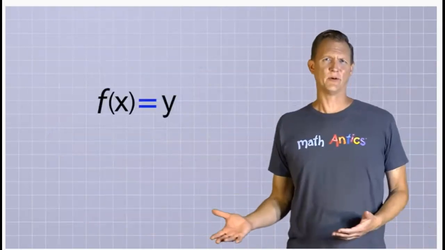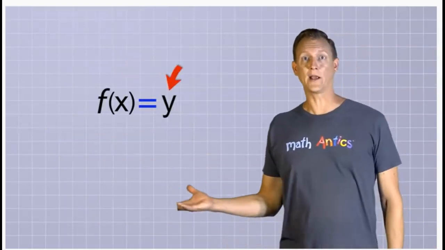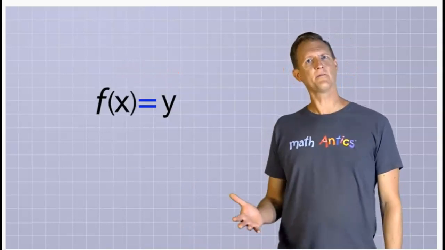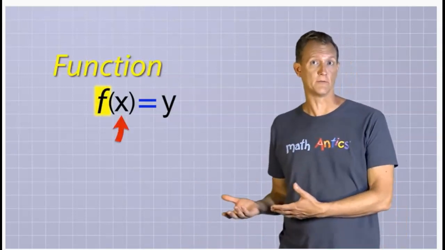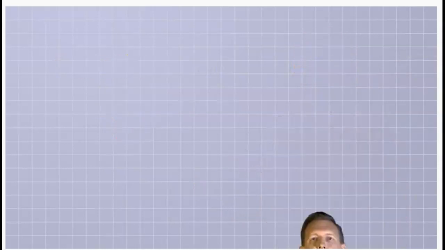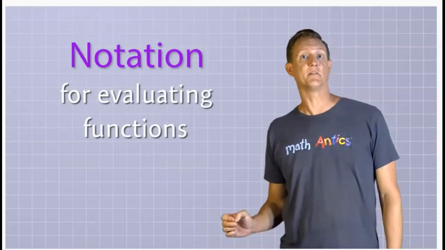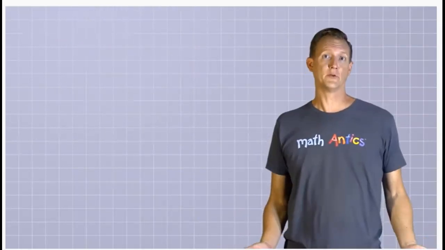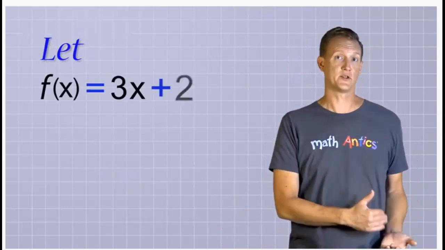But if they're interchangeable, why would you use the more complicated f of x when you could just use y instead? Well, using f of x highlights the fact that you're dealing with a function with a specific input variable, and not just an equation. And it gives us a handy notation for evaluating functions for specific values. For example, you could start off by saying, let the function f of x equal 3x plus 2.